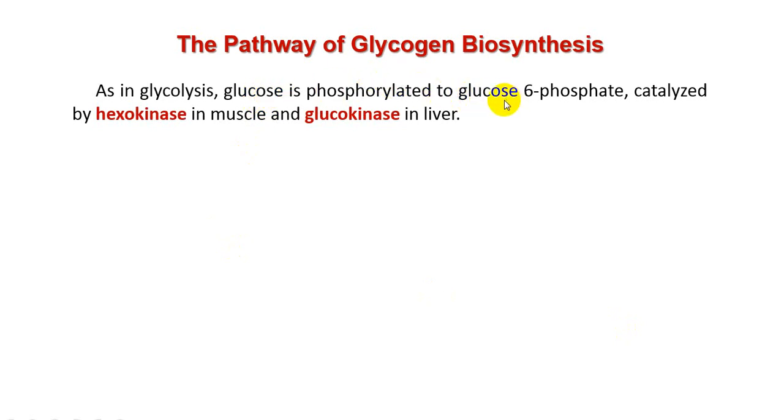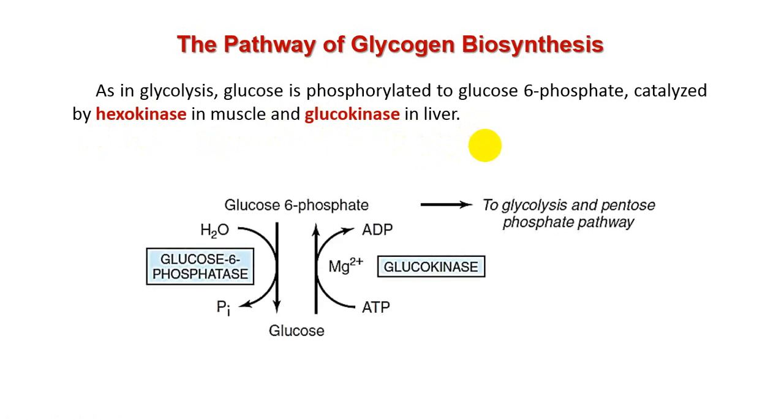Glucose is phosphorylated to glucose 6-phosphate, catalyzed by two types of enzyme, hexokinase in muscle and glucokinase in liver. Therefore, glycogen synthesis starts after the phosphorylation step of glucose to glucose 6-phosphate. But here we've got two enzymes. One of them, glucokinase, is active inside the liver. The second enzyme, hexokinase, is active in other organs, outside the liver.